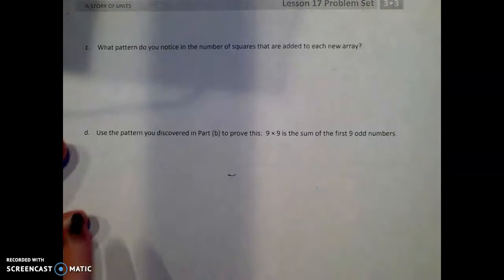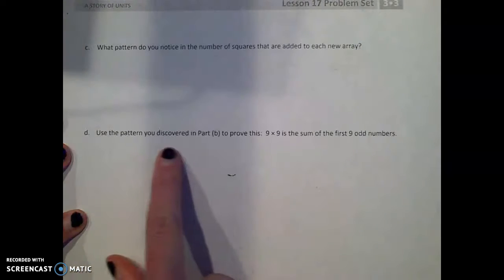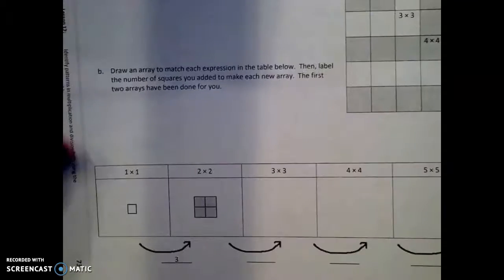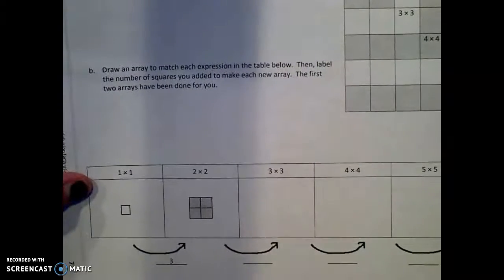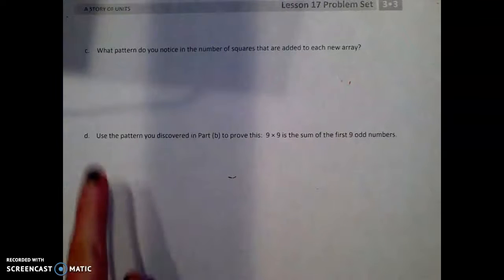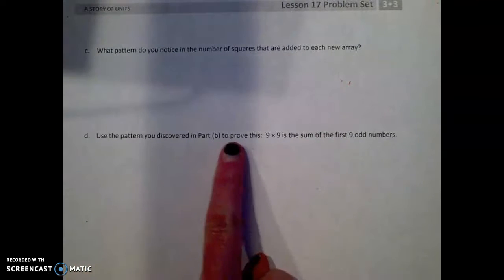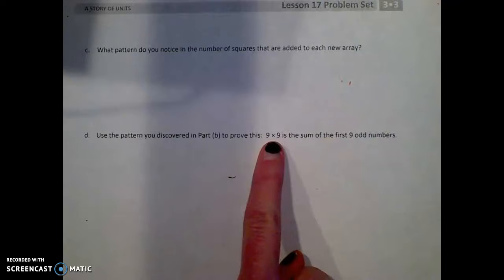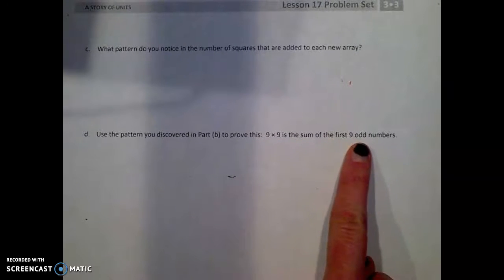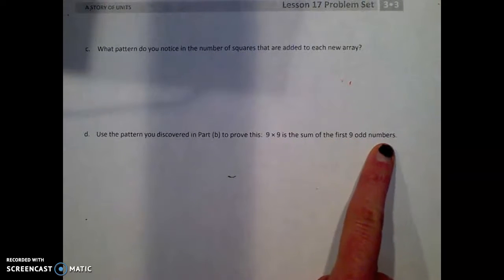Let me read it again. Use the pattern you discovered in part B. Down here, this is part B. This chart. Use the pattern you discovered in part B to prove this. 9 times 9 is the sum of the first 9 odd numbers. Okay, see if you can prove that.